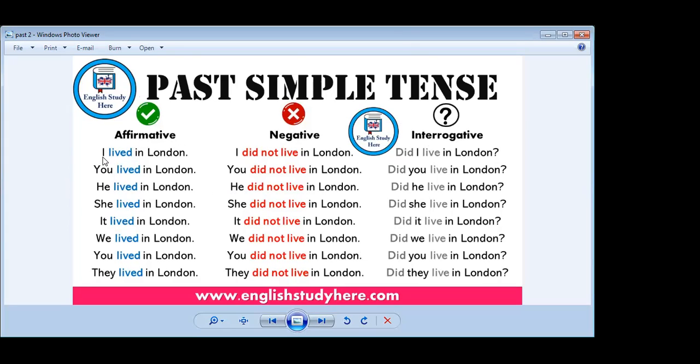In the affirmative we use subject, verb 2, complement. In the negative we use subject, did not, verb infinitive, complement. In the interrogative we use did, subject, verb infinitive, complement, and the question mark. Okay, student?